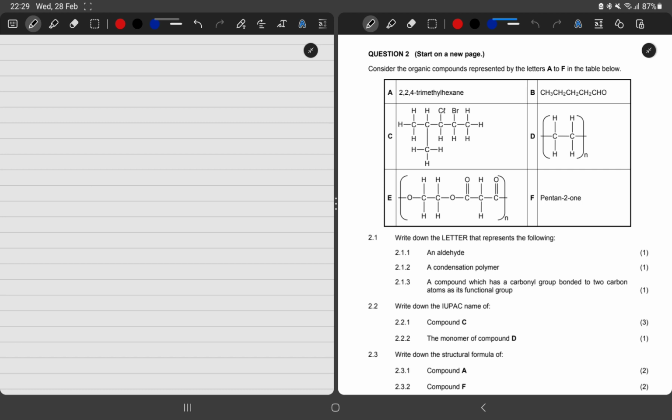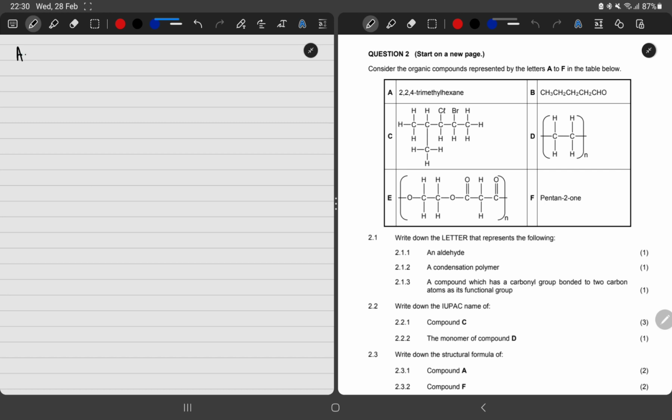Consider the organic compounds represented by the letters A to F in the table below. So the first step that I would recommend is to not even look at the questions. You want to look at the organic compounds that you're given and try to represent them in structural formulae, then identify their functional groups, and maybe name them as well before you even look at the questions. So I'm going to start with A.